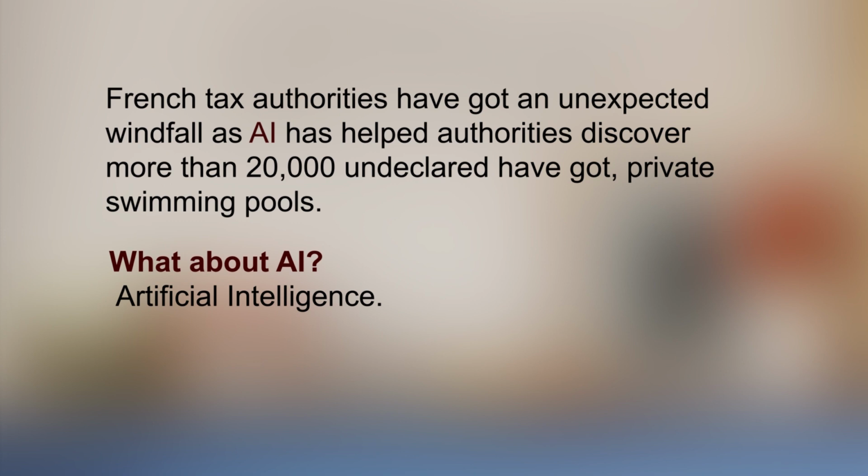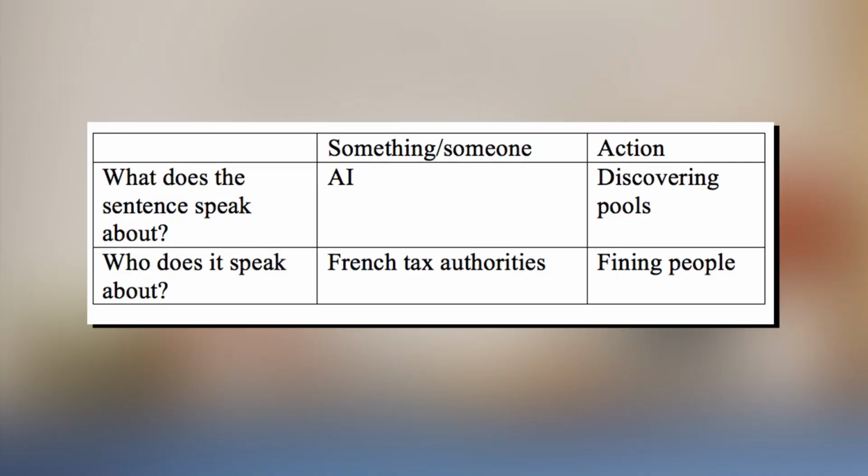So, this is how we guess the meaning of unfamiliar words from the context, and this is what a good reader should be able to do, as we've already discussed in Module 1. And what about AI? Oh, I'm sure they all know that it means artificial intelligence. With this in hand, let us find the main idea of another sentence. What does the sentence speak about? AI and how it has discovered secret pools.